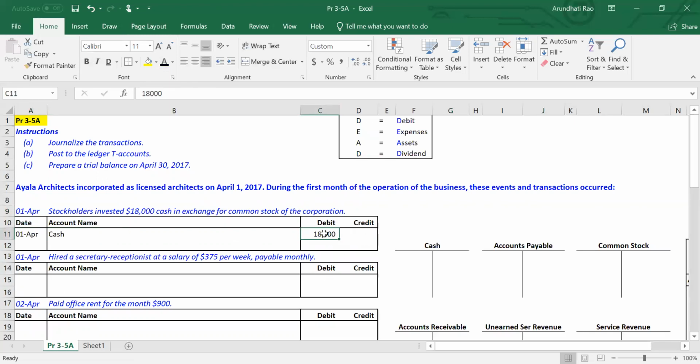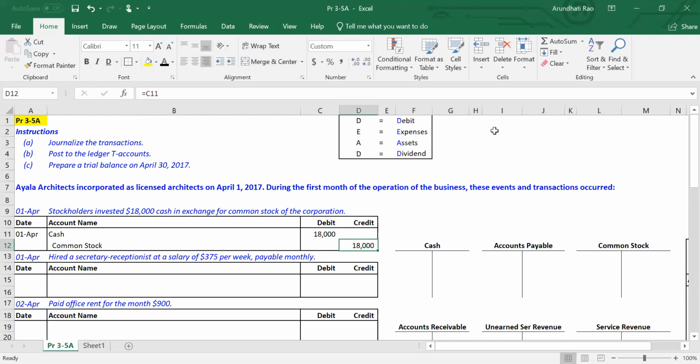In the debit column, I'll write 18,000 because we said an asset has increased, therefore I need to debit it. Common stock has increased, and I will put it on the credit side because it's not over here, which means it's not going to be debited, it has to be credited to increase it.